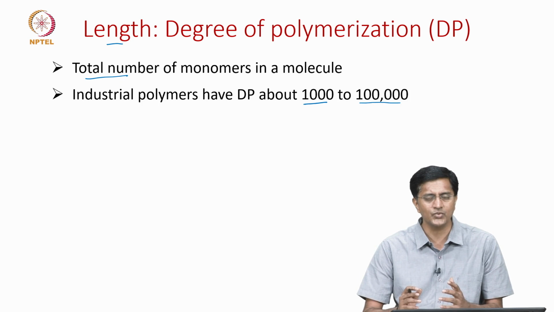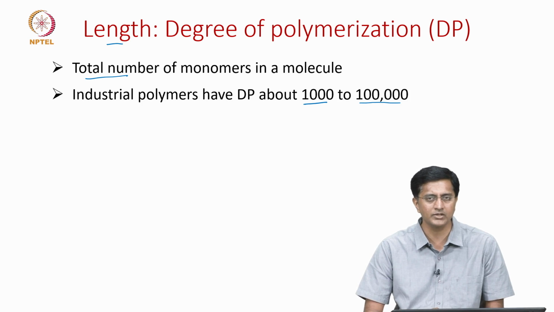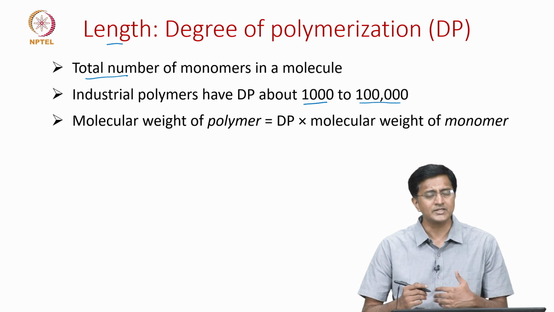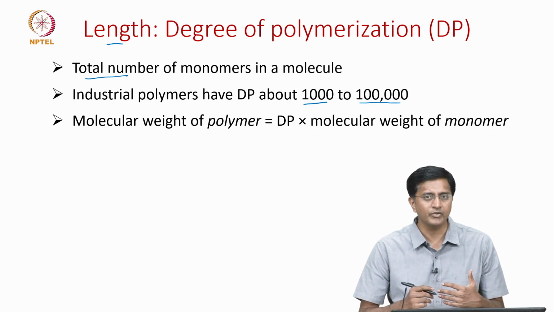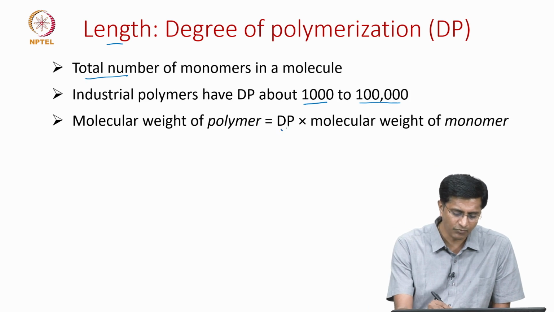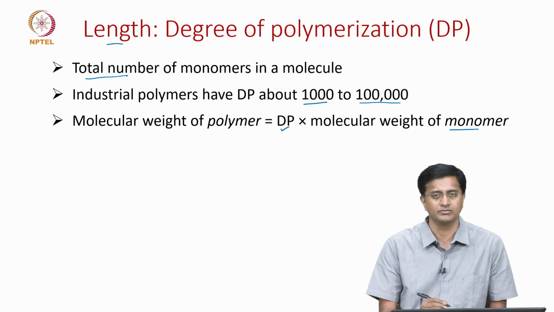So, these are the average values. Probably there are some specific polymers which are slightly less or larger, but most of the polymers fall in this range. Now, let us see how we discuss the molecular weight of a polymer. Usually it is given as the degree of polymerization times the molecular weight of a monomer.